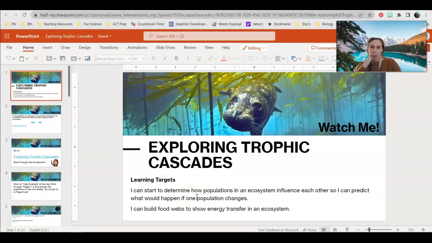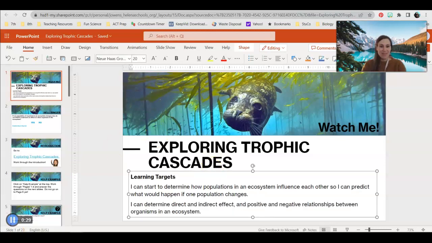Okay, your learning targets. I can start to determine how populations in an ecosystem influence each other, so I can predict what would happen if one population changes. And I can determine direct and indirect effects and positive and negative relationships between organisms in an ecosystem. So you guys are going to start to take a look at food webs and how energy is transferred through an ecosystem with different populations of organisms and kind of say, hey, if this population eats this population, is that going to be a positive effect or a negative effect? And if we remove this population from our ecosystem entirely, how does that affect the other organisms? So you guys will take a look at that.